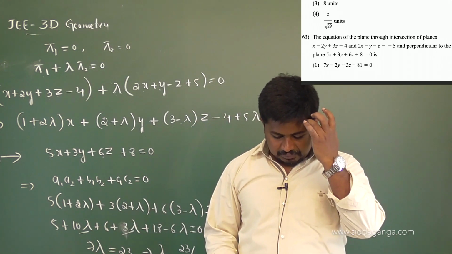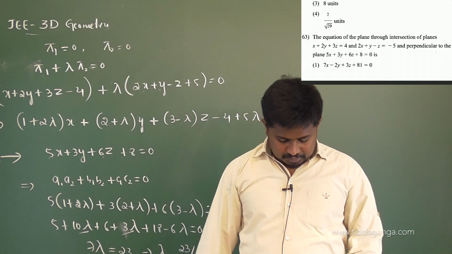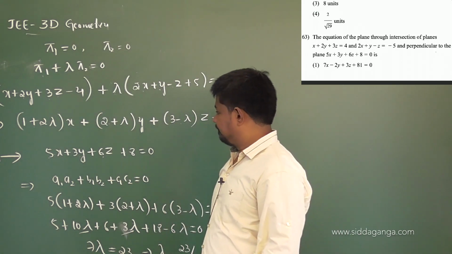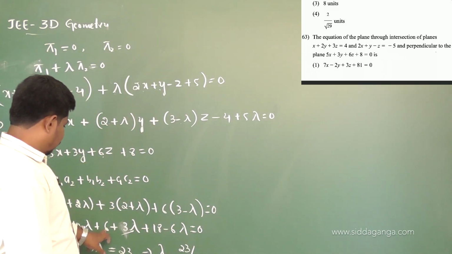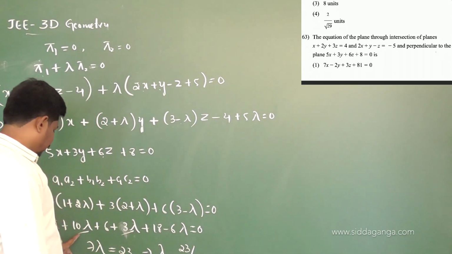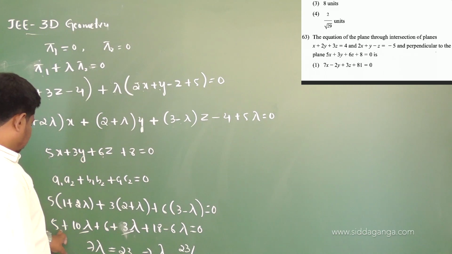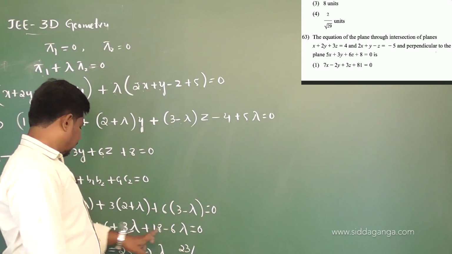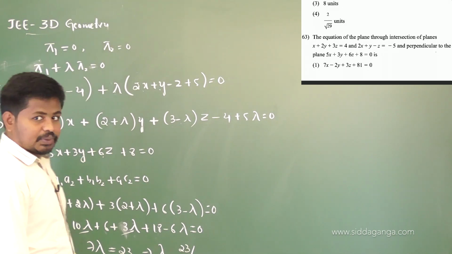Now let me substitute this value. 3 to the 6 plus 3 lambda, 6 3s are 18, 6 lambda. So 10 lambda, 13 lambda, 13 minus 6, 7 lambda. 5 plus 6 is 11, plus 18. The 6 lambda gets cancelled. Question number 63 now.